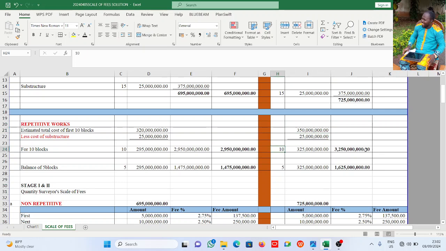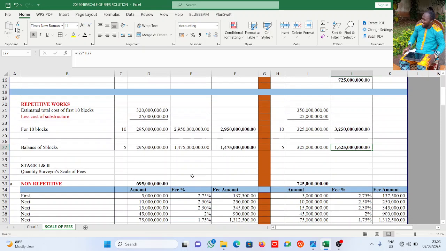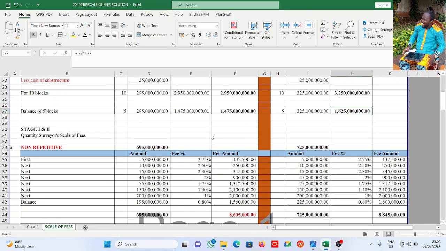I multiply by 10, I have this. Then the same thing, I multiply by 5, I have this. The reason we are separating them by 10 and by 5 is because of the way the 1996 scale of fee is structured. It recognizes the first 1 to 10, the next 1 to 10, and the next 1 to 10. That is 1 to 10, 11 to 20, 21 to 30, 31 to 40 in that particular order, because they have different percentages. I hope that is clear.